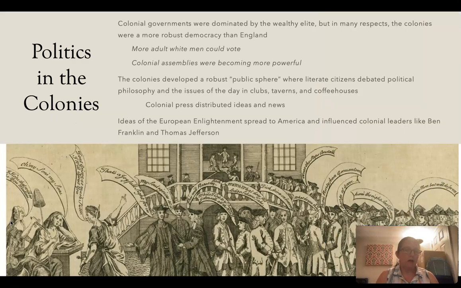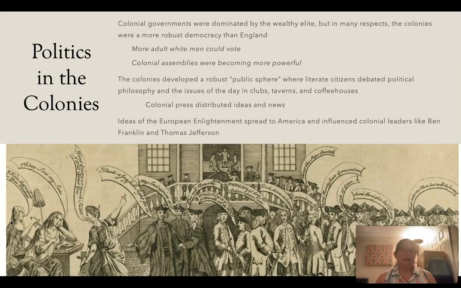Now, as we talked about, colonial governments were dominated by the wealthy elites, but in general, things were a bit more democratic in the colonies than they were in England, mainly just due to the fact that there is a lot more available land in the colonies, and so more people could own property and thus have the right to vote. Somewhere between 50 to 80% of adult white men could vote in 18th century America. And that was as opposed to about 5%, less than 5%, in fact, in Britain.